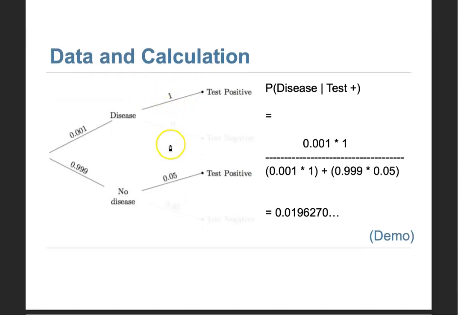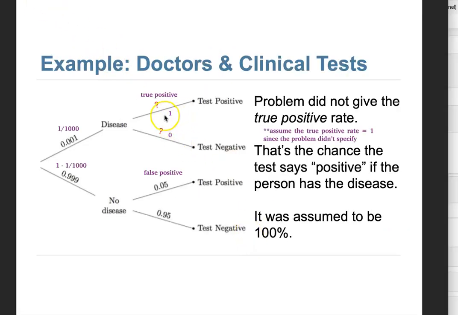Okay, so since we have 1 and 0, just a quick update here. Since we assume the true positive will be 100%, here is the 1. Then test negative is 0. Okay, so now we can go back to our question.